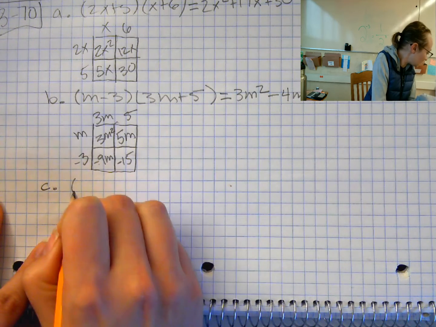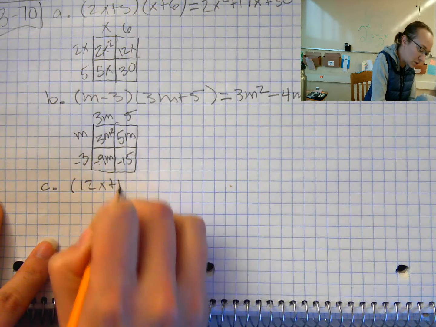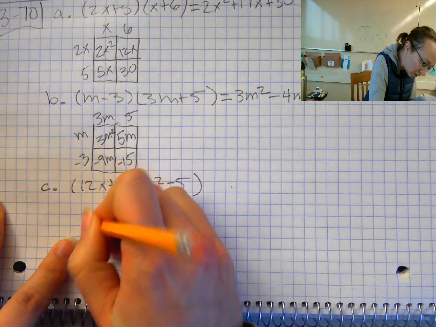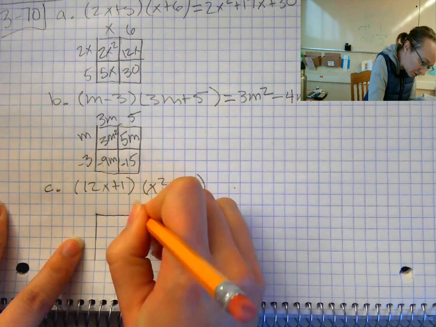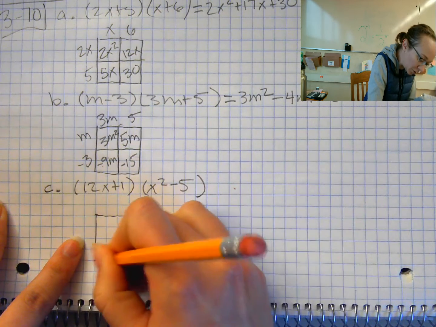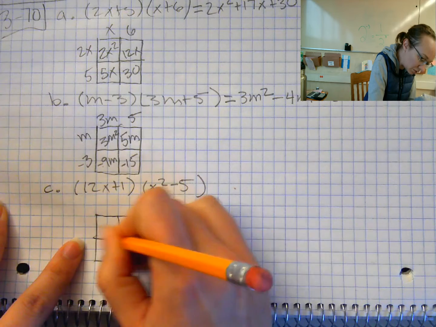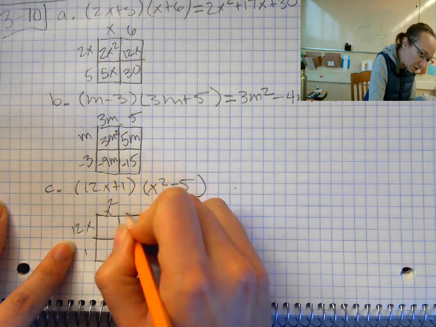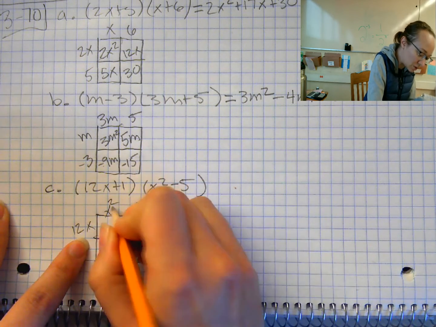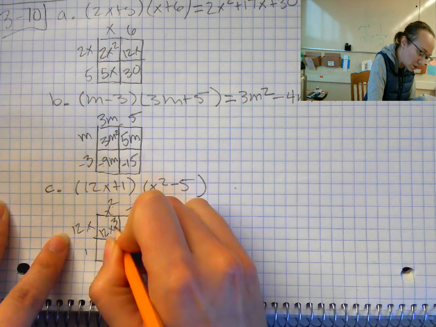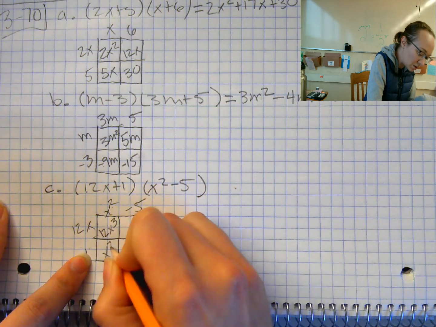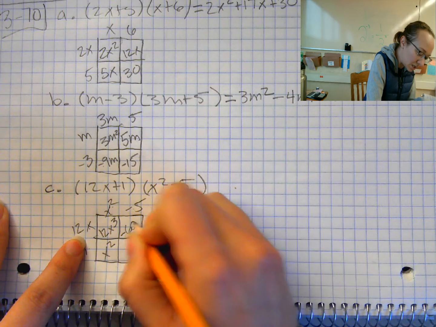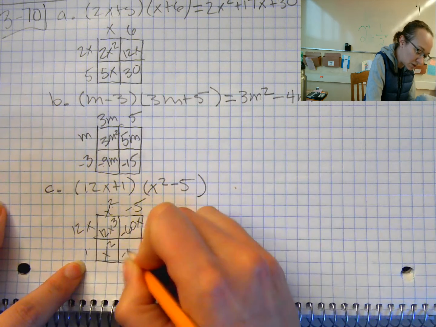C, we have 12x plus 1 times x squared minus 5. Don't let that x squared scare you. It operates just the same, even though our algebra tile model no longer makes much sense. We can still use a generic rectangle for it. So 12x and 1, x squared minus 5. So 12x times x squared would be 12x cubed. X squared times 1 is just x squared. 12x times negative 5 would be negative 60x, and negative 5 times 1 would be negative 5.